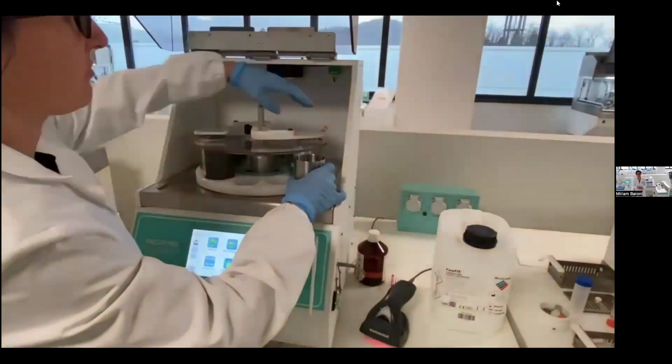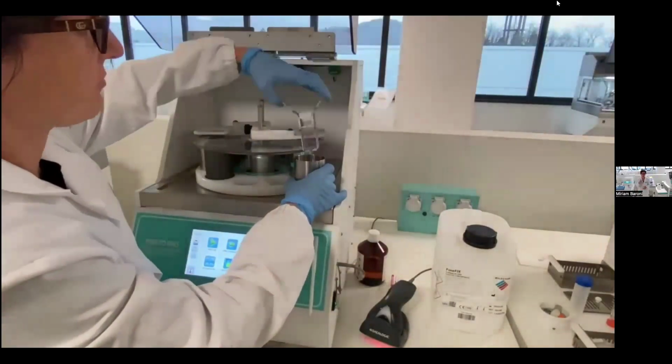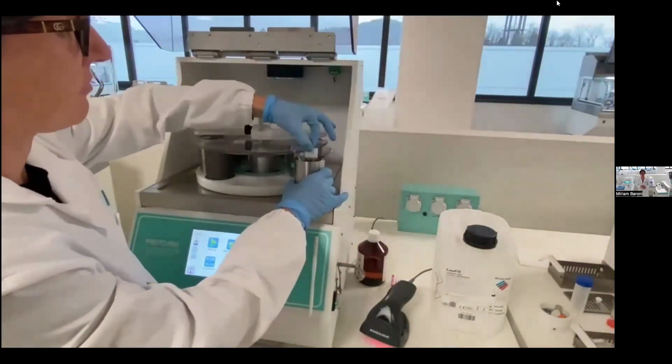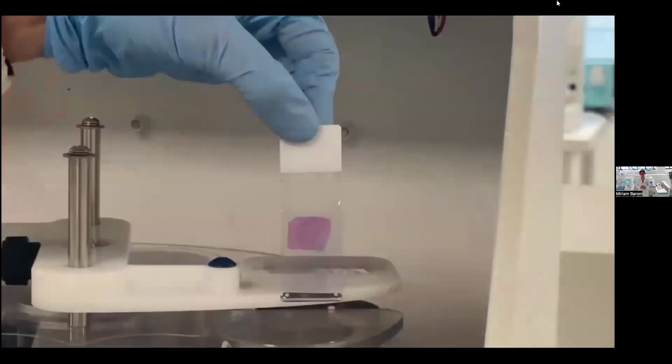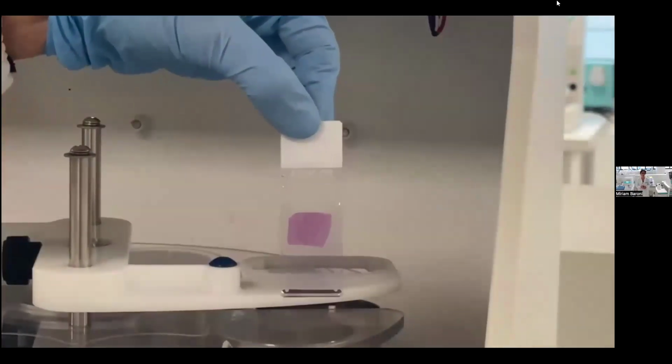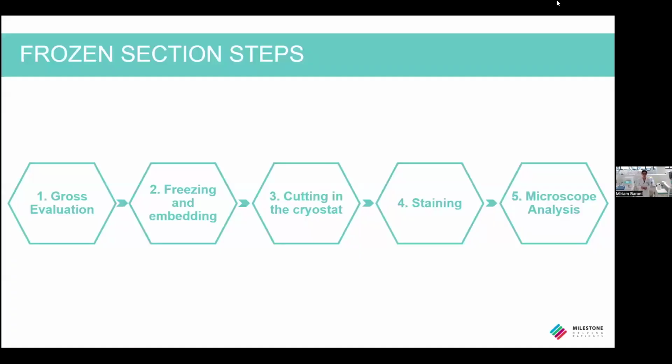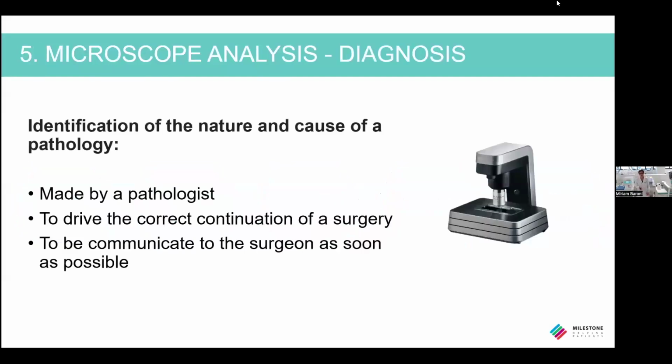At the end of the staining, I can take out the slide from the Presto Pro. I can cover slip it and pass it to the pathologist for the analysis under the microscope. And in fact, the last step is the diagnosis made by a pathologist under the microscope. Of course, the more the previous steps are improved, the faster and more complete and reliable the diagnosis will be.